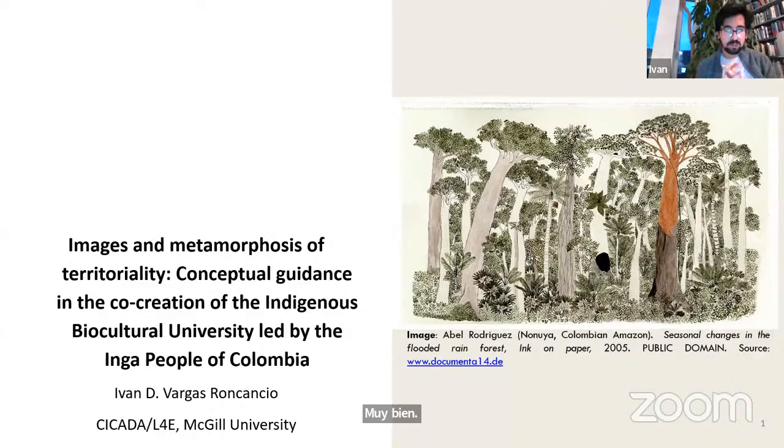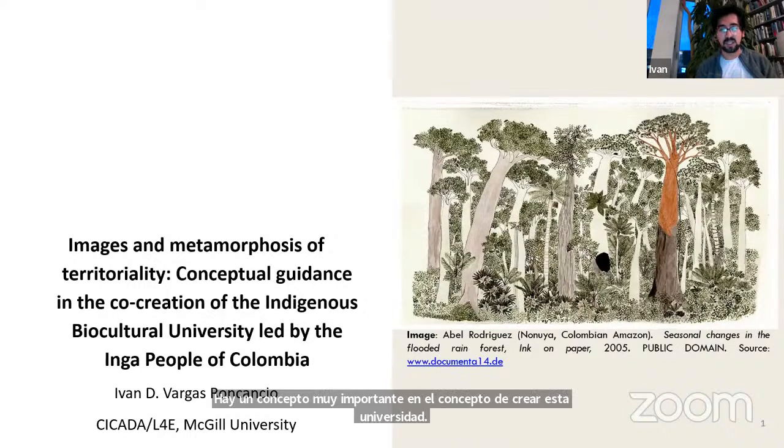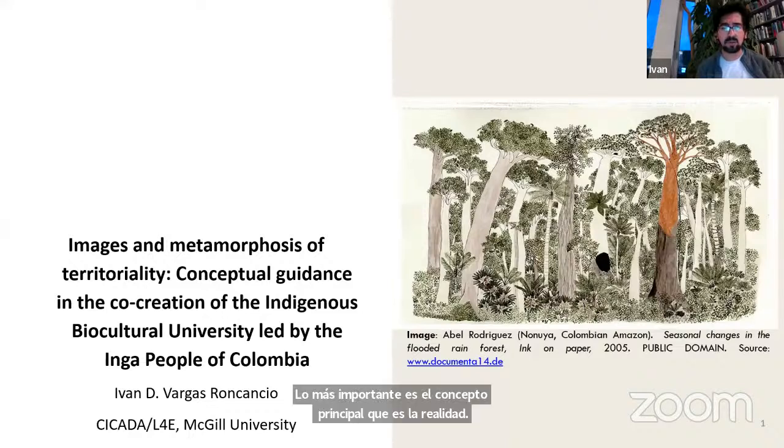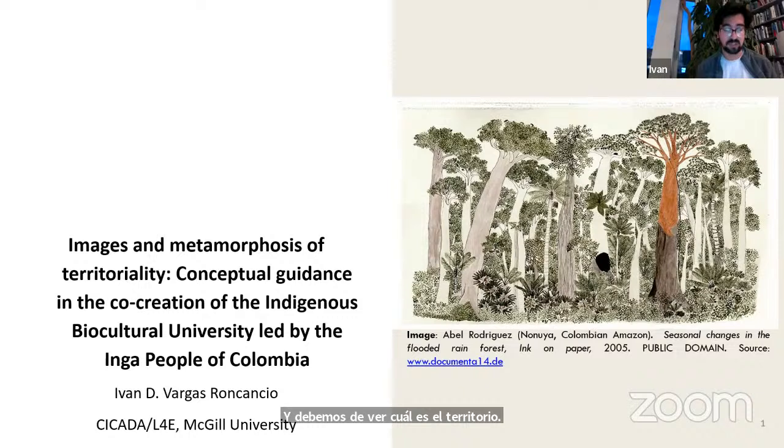So there is a very important conceptual effort in the context of co-creating this university. And one important aspect, one key concept, is the concept of territoriality. And we know that there are many visions about what the territory is. And I'm going to offer some of those images that are my interpretations of this process, or this conceptual collaboration, with the Inga.